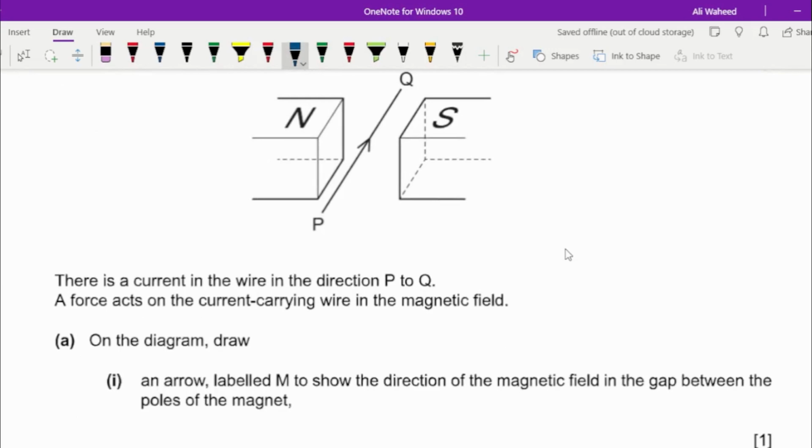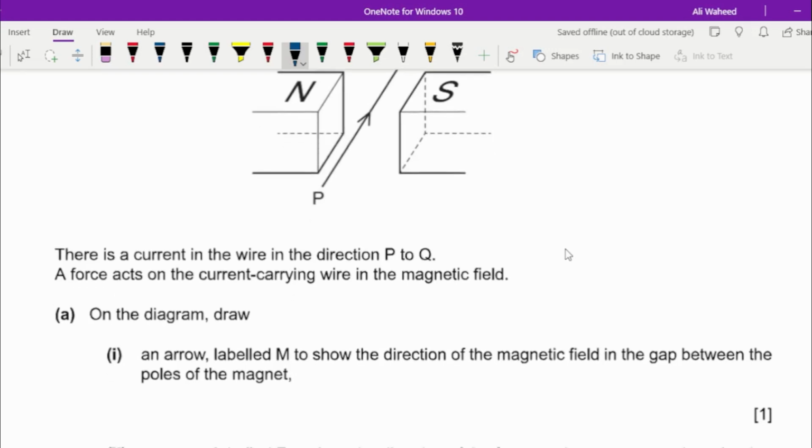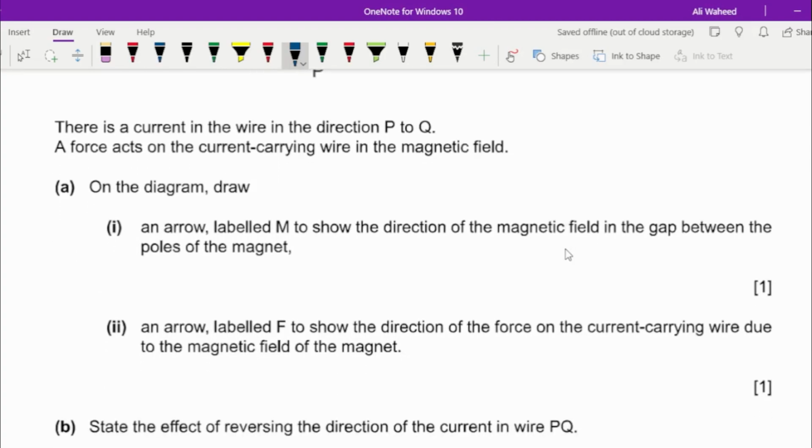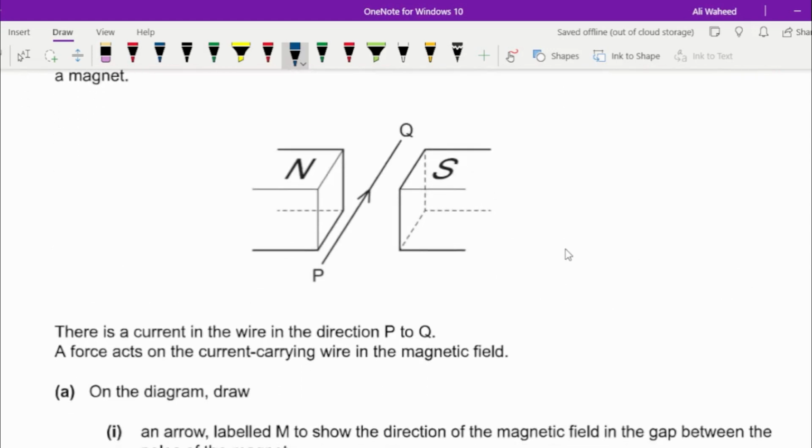A force acts on the current carrying wire in the magnetic field. On the diagram, first draw an arrow, and label it, to show the direction of the magnetic field in the gap between the poles of the magnet. If you have a north pole and a south pole, what is the direction of the magnetic field? North to south. Okay, very good. Something like this.